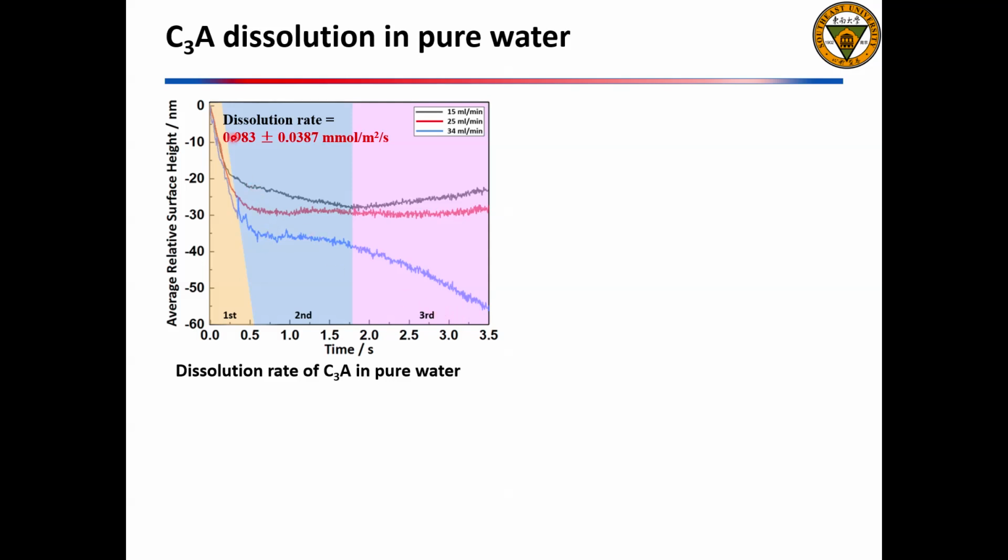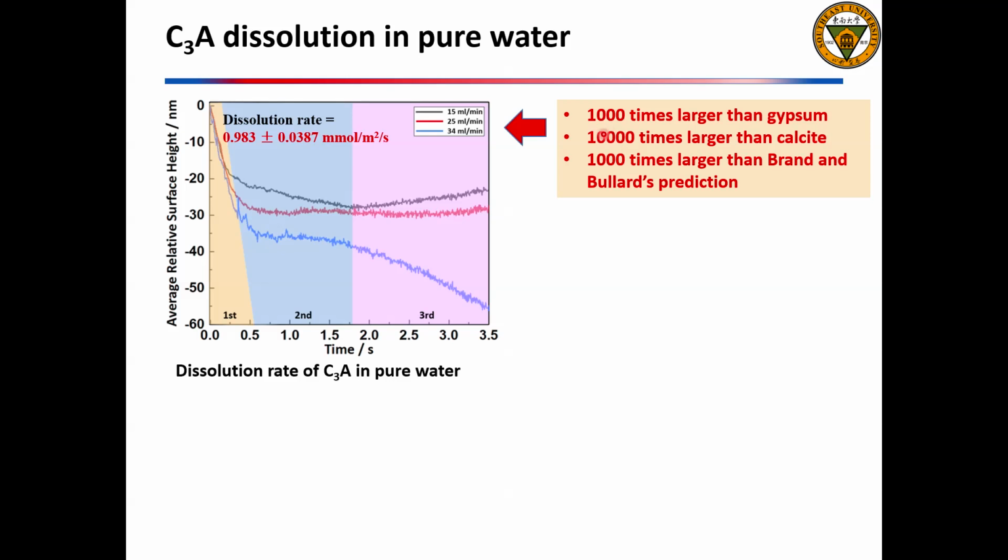The 3 stages are distinguished according to the slope of surface height change. The rates within the initial 0.5 seconds are independent of the flow rate, probably because the extremely short time period is not long enough for mass transport to influence the rate or to cause any precipitation. In other words, we successfully captured the intrinsic dissolution rate of C3A, and the calculated dissolution rate is about 1 millimole per square meter per second. This value is much larger than common minerals, about 1,000 times larger than gypsum, 10,000 times larger than C3S, and 1,000 times larger than the value predicted by Brent and Bureau's work.